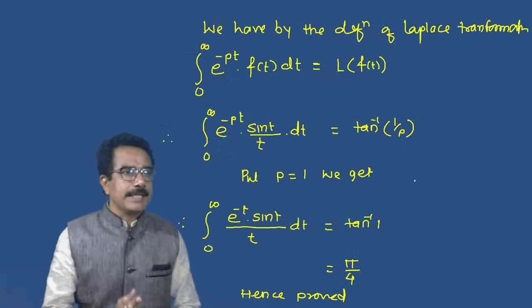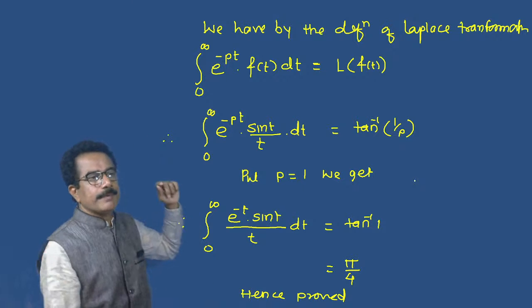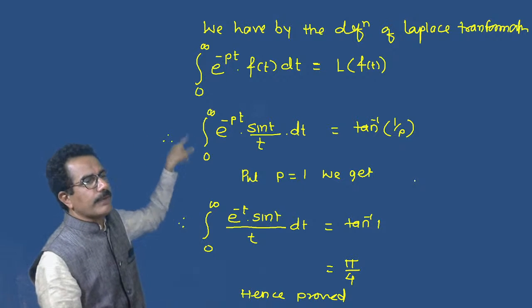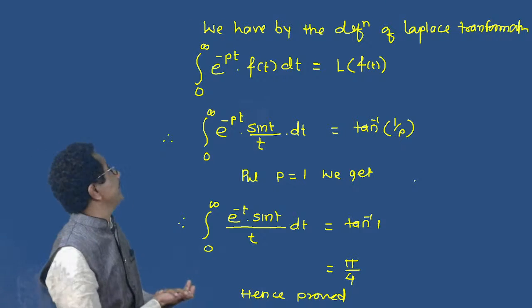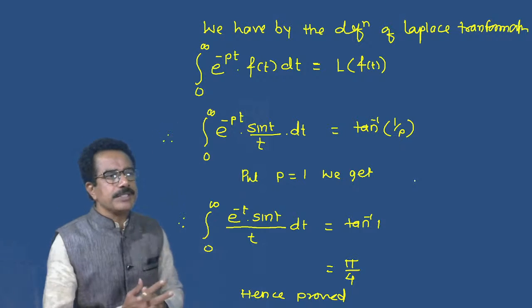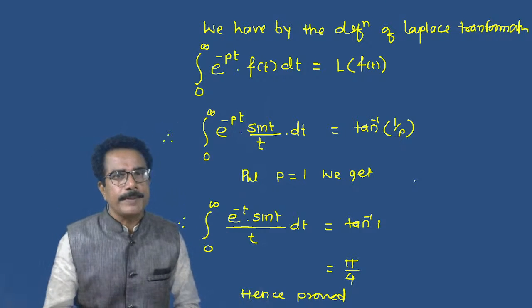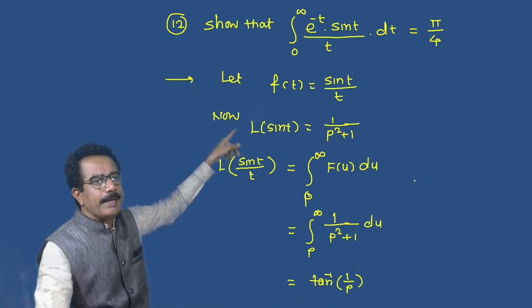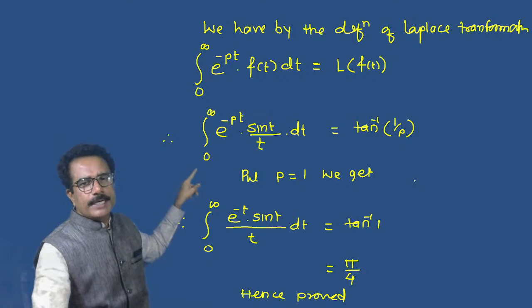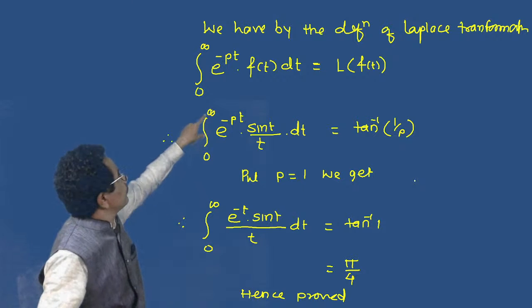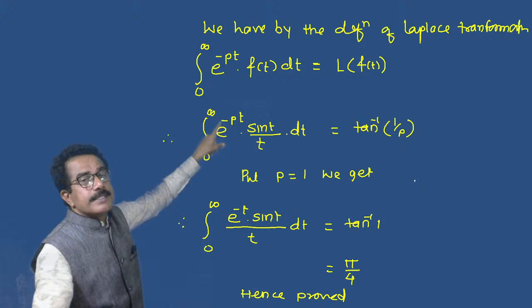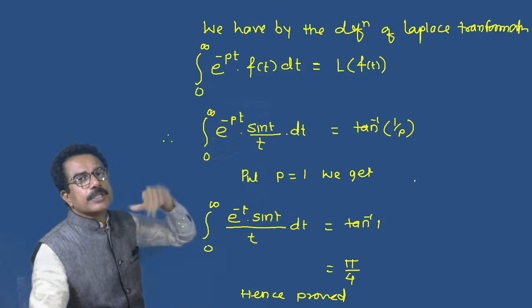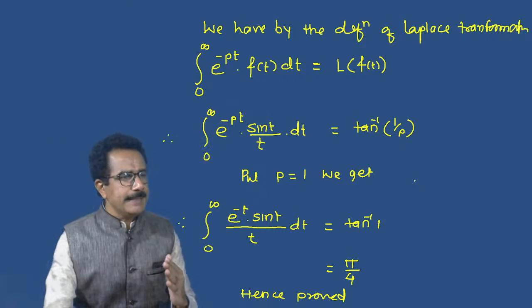Now according to the definition of the Laplace transformation, what is that definition? Integral from 0 to infinity of e raised to minus pt into f of t dt is equal to the Laplace transformation of f of t. But we have considered f of t as sin t divided by t. So the integral from 0 to infinity of e raised to minus pt sin t divided by t dt is equal to tan inverse of 1 upon p.